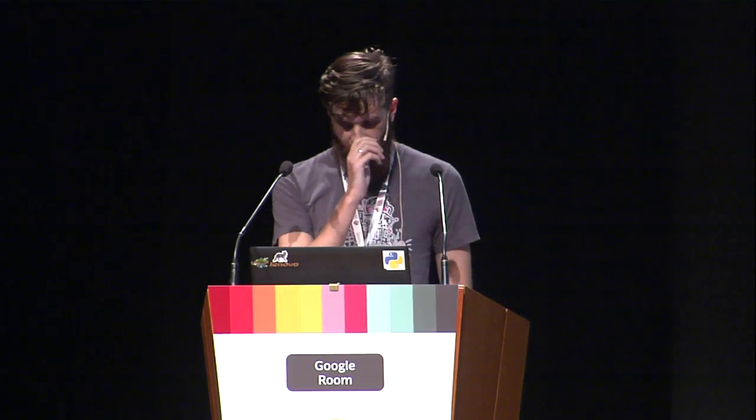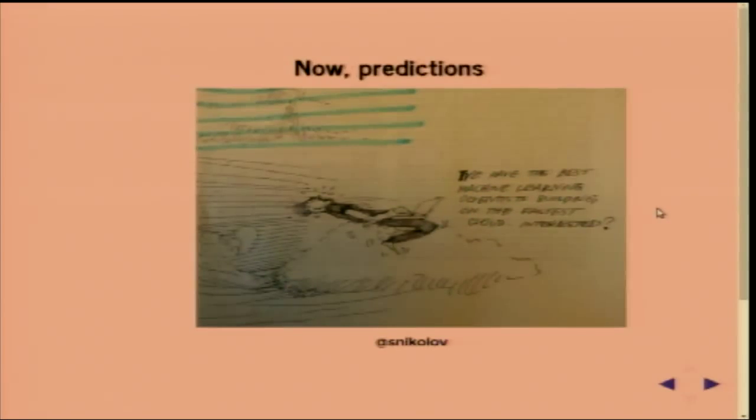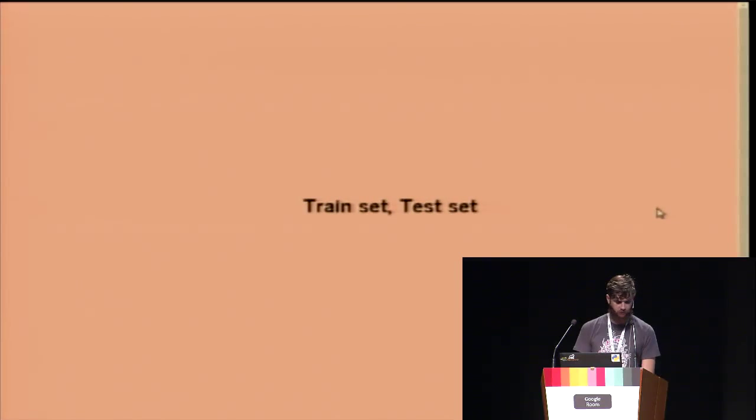Okay, let's go now into actually making predictions, into doing some machine learning and modeling. I'm going to do super simple stuff here, but I'm going to use different examples and a whole bunch of different algorithms. First of all, at this step we separate the data into what is called a train set and a test set.